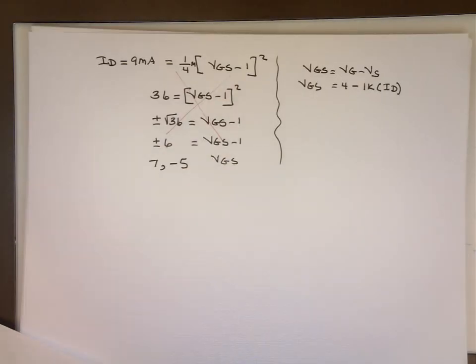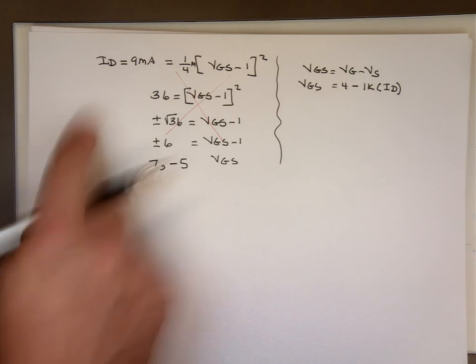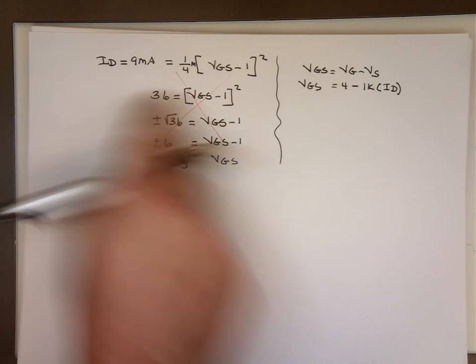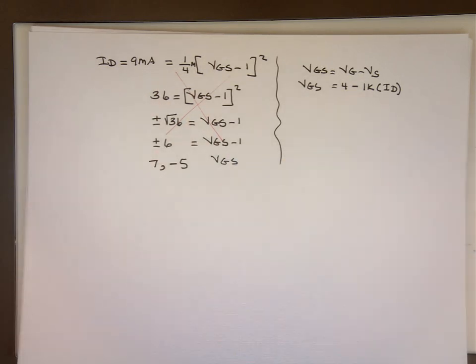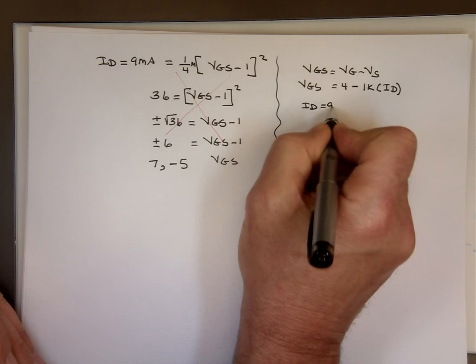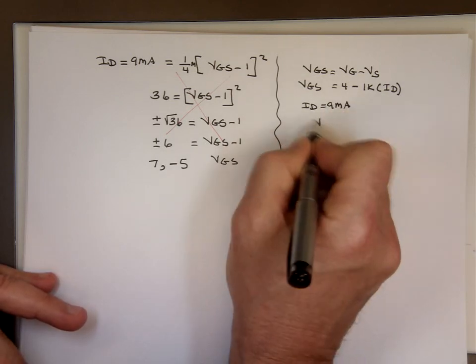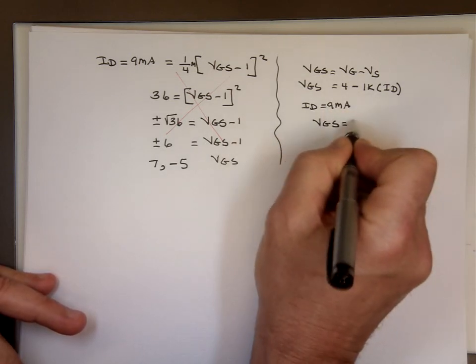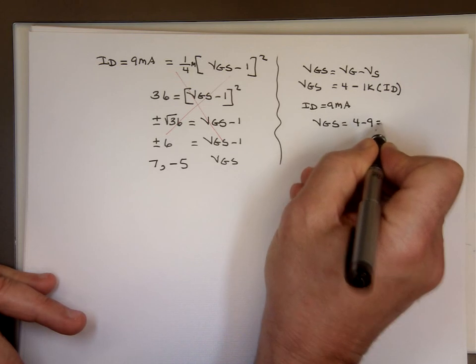Nothing wrong with the other way. It's like using a GPS. It takes you off the highway, drives 60 miles, puts you back on the highway, zigzag. This one, straight on the highway. You go straight with it. Now, if I use I sub D equals 9 milliamp, what's my VGS? 4 minus 9, which is what? Negative 5.